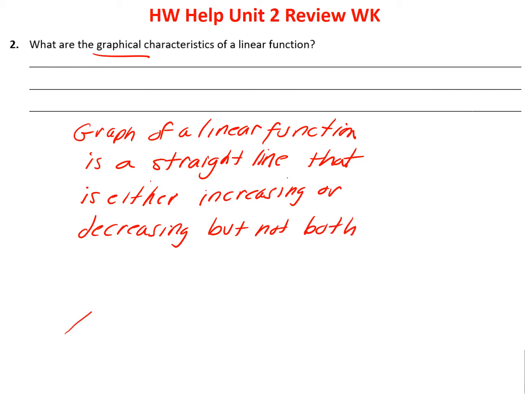So it might look like this, or it could look like this, but it's a straight line going up or going down. We can't say this is linear if it goes this way. It can't be going straight up and down like this. That's no, because that's not a function.